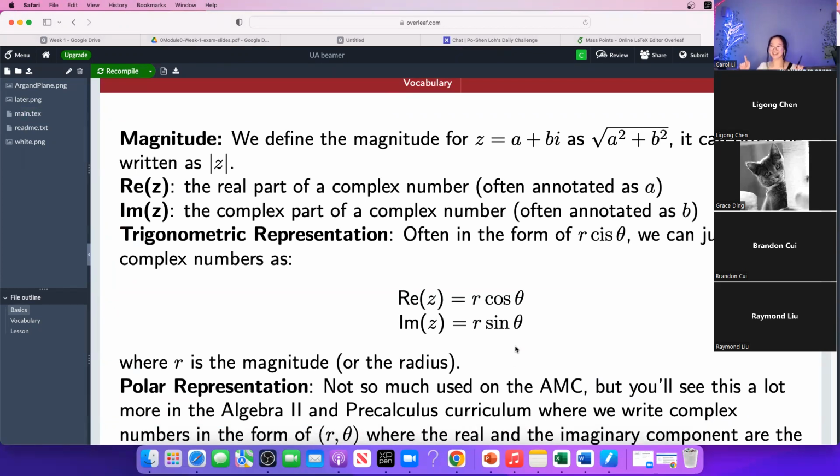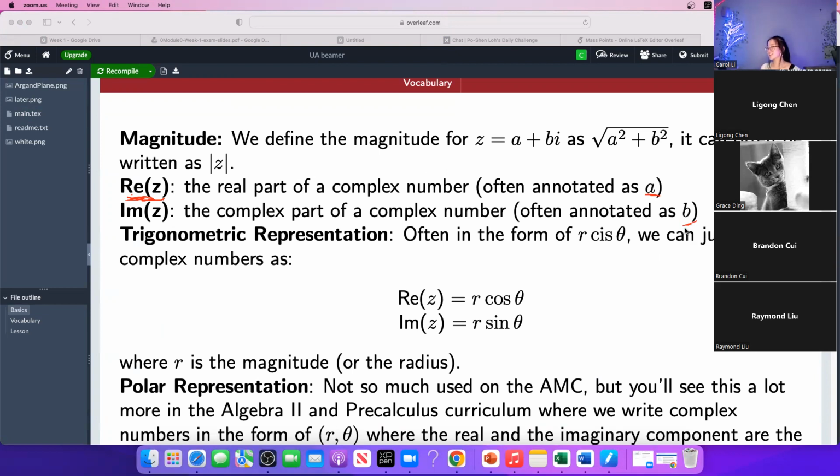So we define the magnitude as root a squared plus b squared. You guys probably recognize that from the Pythagorean theorem. It can often be written with absolute values. Now, for the real part of complex numbers, it's important that you know this notation. It's kind of self-explanatory, but it has appeared in AMC written like this. The real part of z is the a part, and the imaginary part is the b part. If you guys are confused on anything, feel free to ask me.